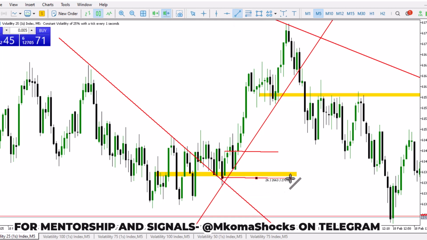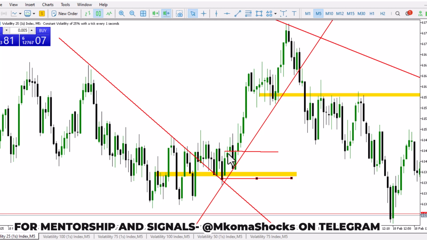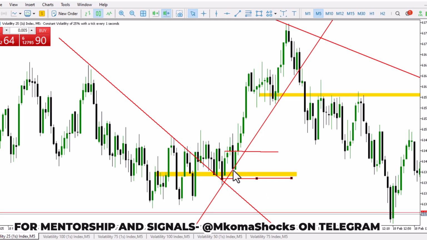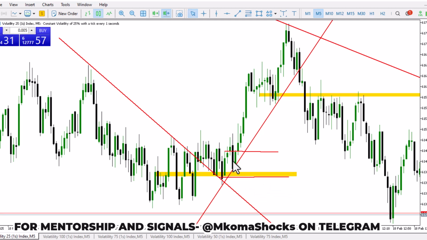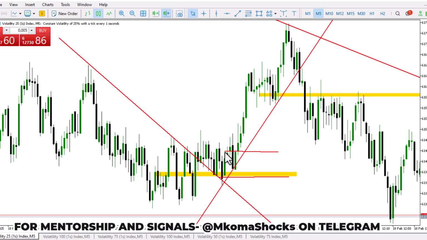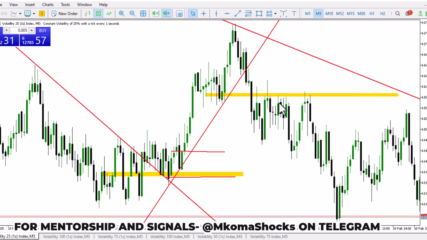Because we are saying that if we enter here, price should go into profit almost immediately. So when price comes and breaks this candle, it means the setup has been invalidated. So you enter here and price goes in profit and comes back, and look at what price did. It will more often than not give you what you want.